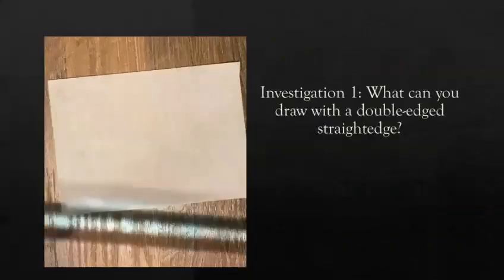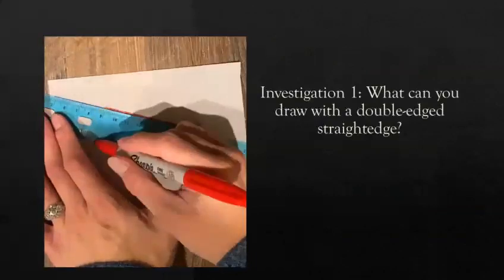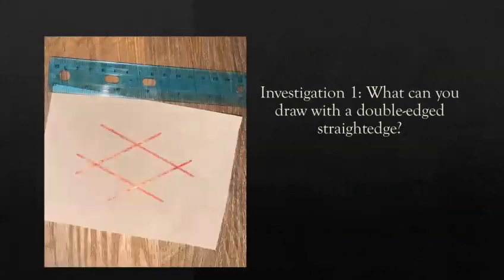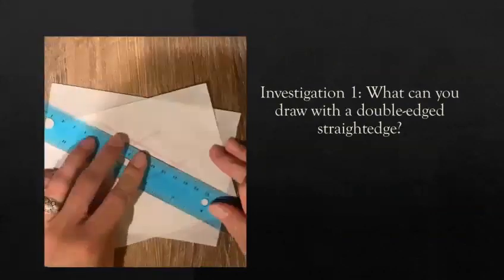Here's what that looks like. I'm using my ruler to draw both sides. I'm going to turn it and draw another 2 sides. I have a parallelogram in the middle.